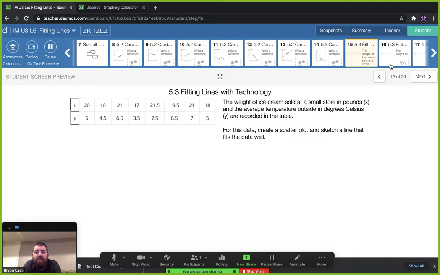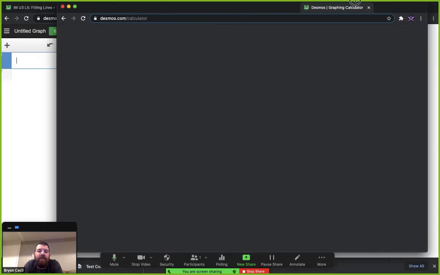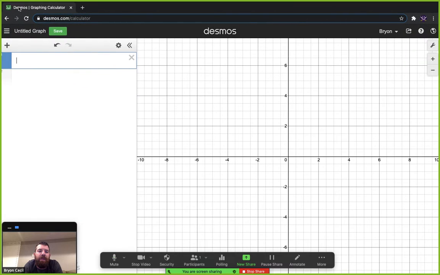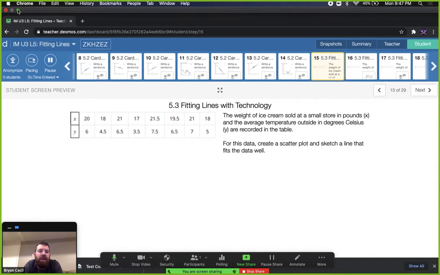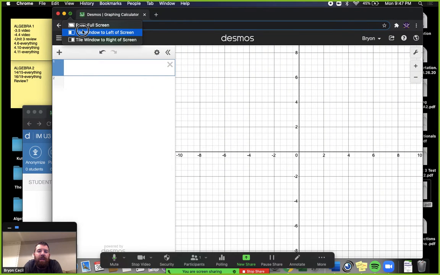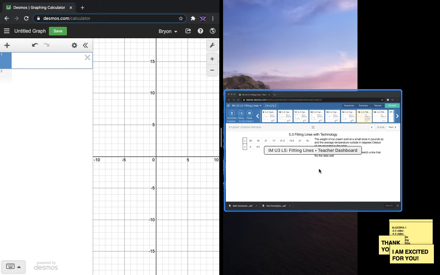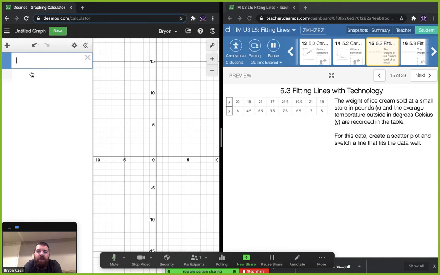We've got this scatter plot, and we're going to create our own. I do have a Desmos tab open, and I'm going to exit my full screens on both of them and put these up here so that we can see. And guys, I'm going to create a table. Make sure that this says x1, y1.